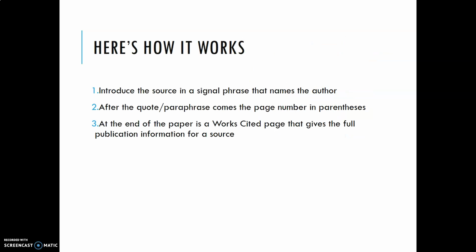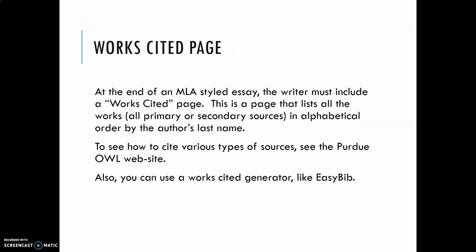Okay, so let's talk about how it works. In the body of your paper, you'll introduce a source with a signal phrase that names the author. If there are page numbers, then you'll put those page numbers after the quote or paraphrase. And then at the end of your paper, you'll have a works cited page. And so the reader will know that that last name that you give with a quote will correspond to an entry on a works cited page that will help them find that publication.